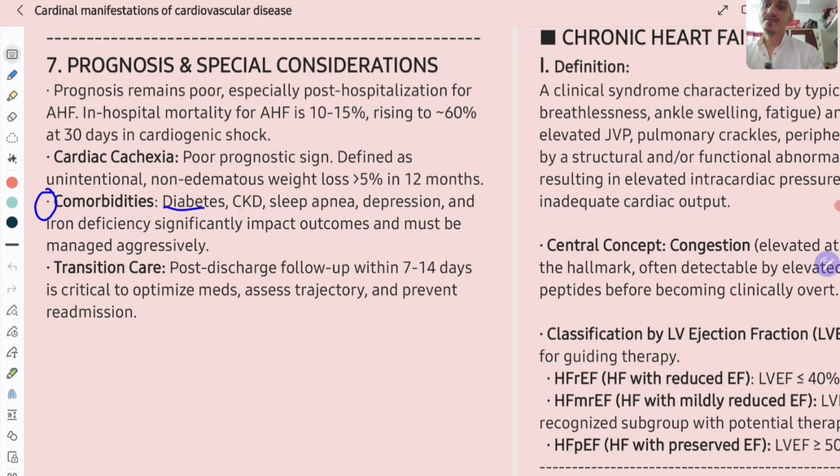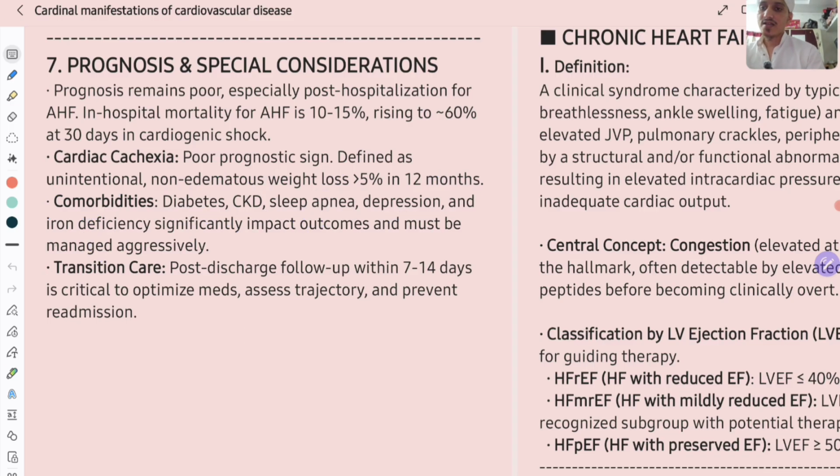Comorbidities: diabetes, CKD, sleep apnea, depression, iron deficiency. Remember this, these are very important comorbidities of acute heart failure patients. They will have diabetes, they will have CKD, they will be obese, sleep apnea will be there, they will have depression, they will have iron deficiency. They significantly impact outcomes and must be managed aggressively. So remember the 5 comorbidities: diabetes, CKD, sleep apnea, depression, iron. You should manage these 5 comorbidities aggressively.